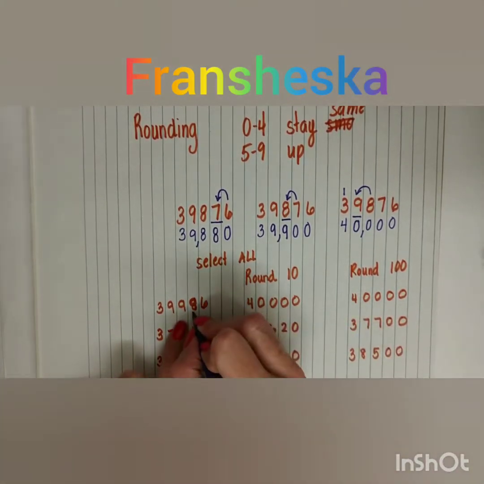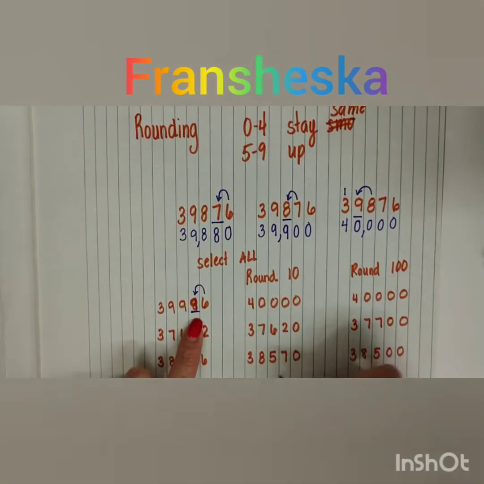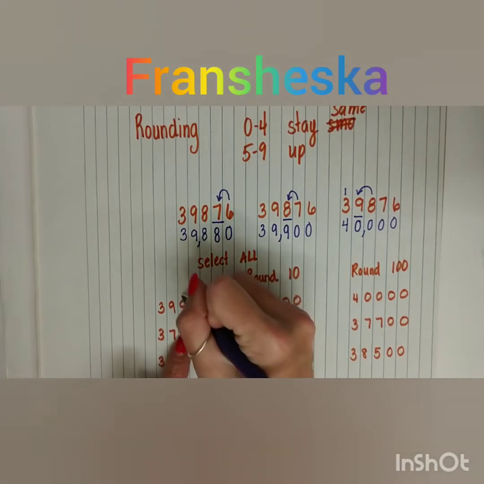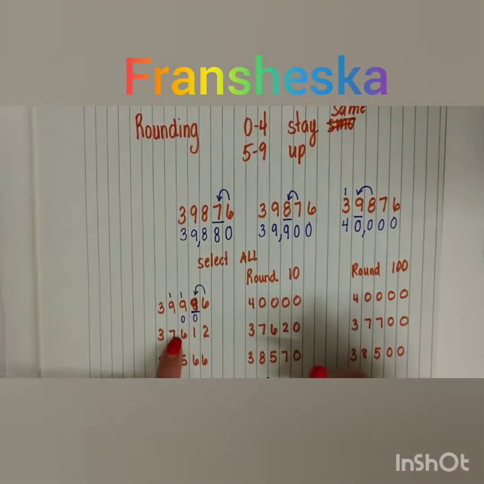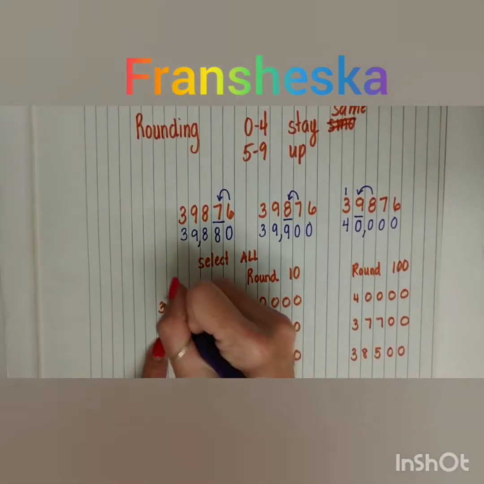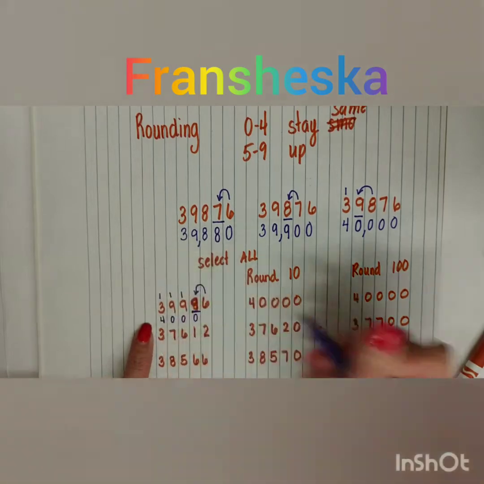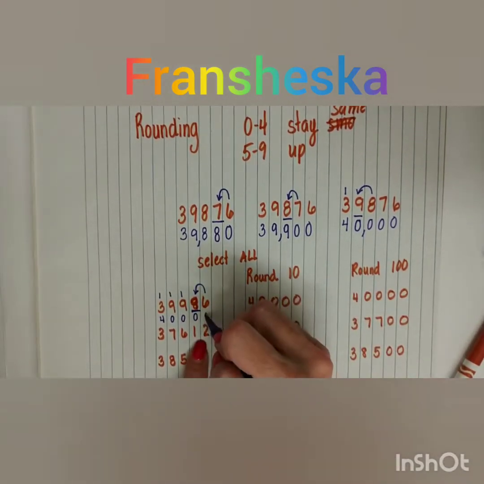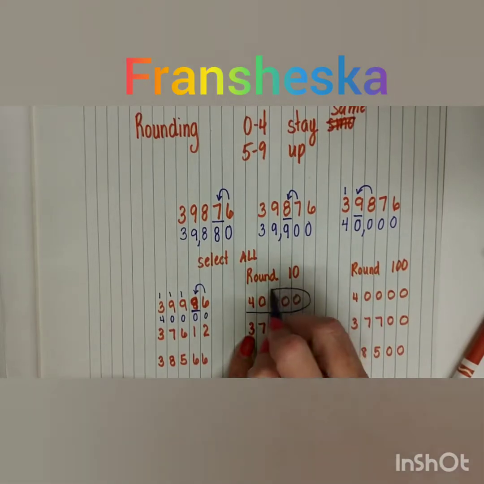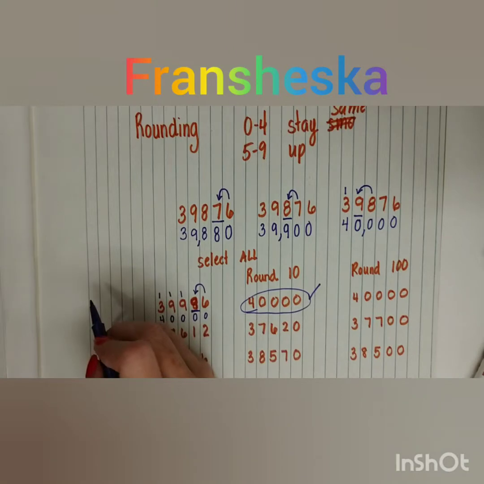39,996 to the tens. So I'm rounding to here. This 6 tells that 9 to go up 1. So I have to regroup, which means 9 plus 1 is 10, which means I have to regroup, and 1 plus 3 is 4. So 39,996 is 40,000. So this is correct. That's correct.